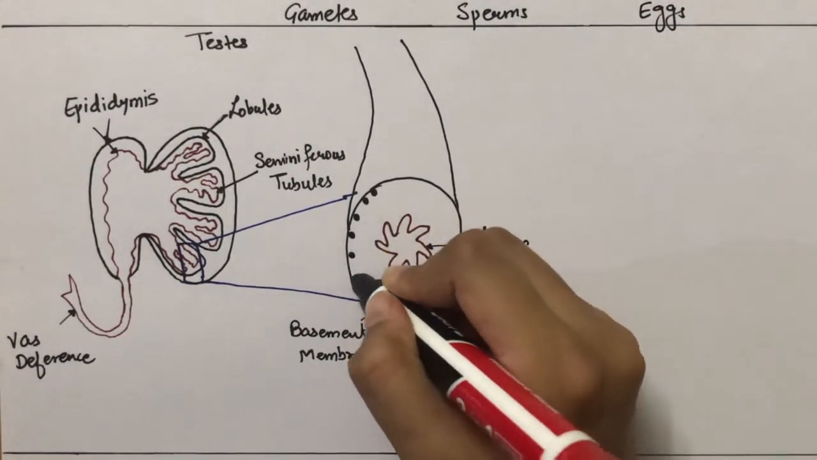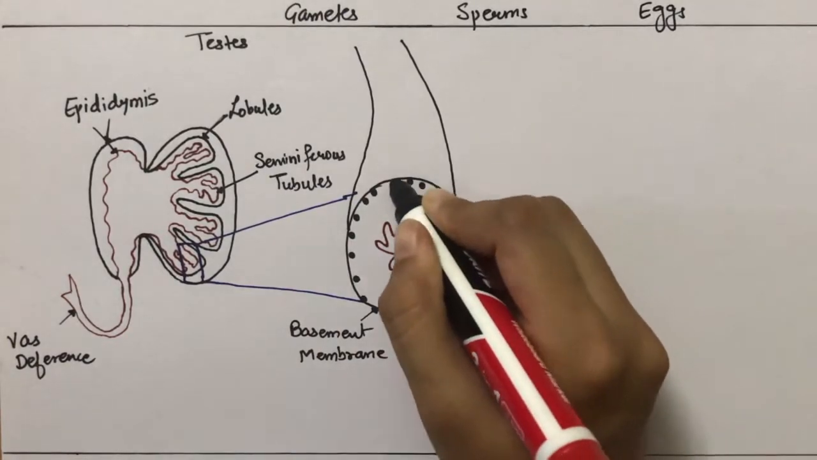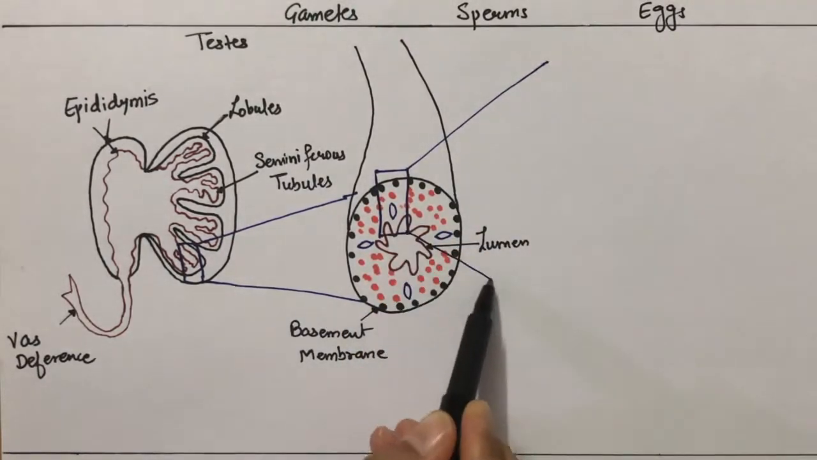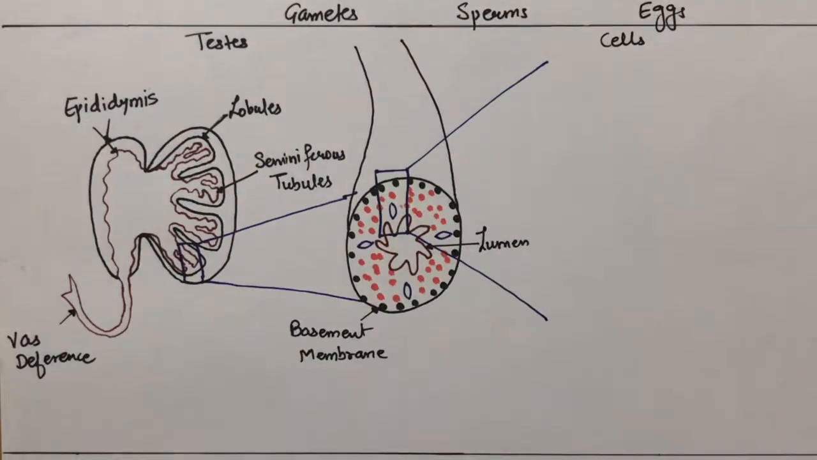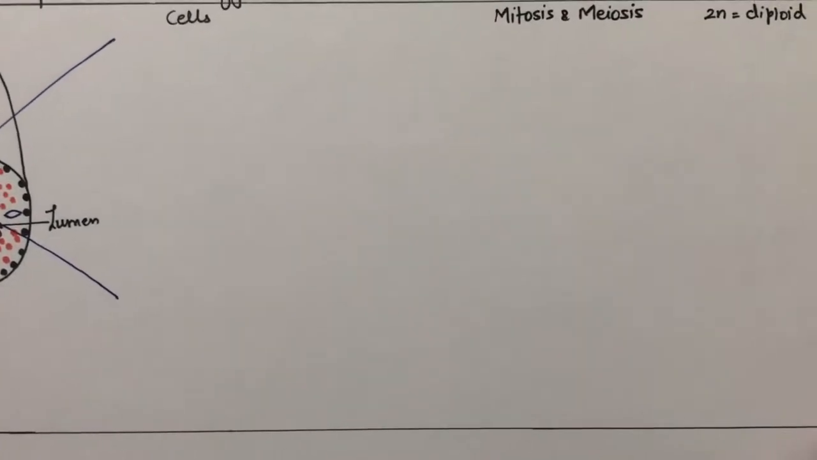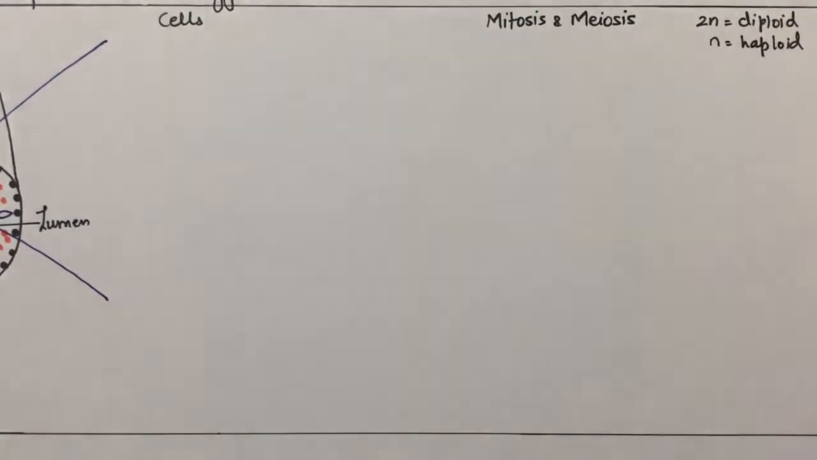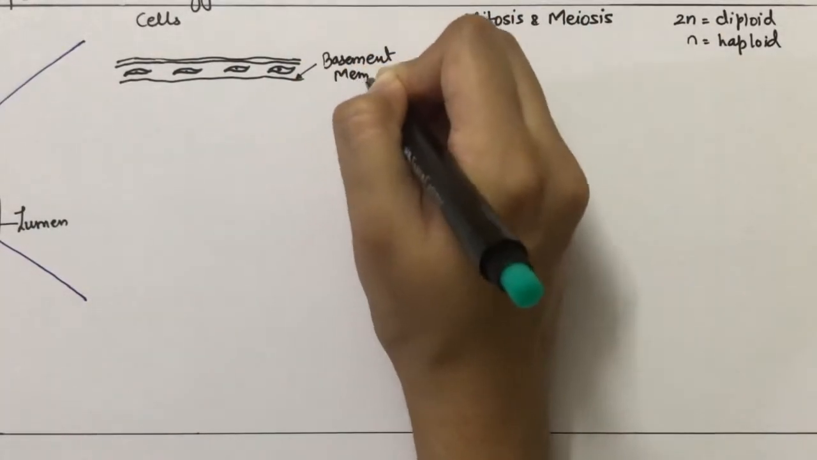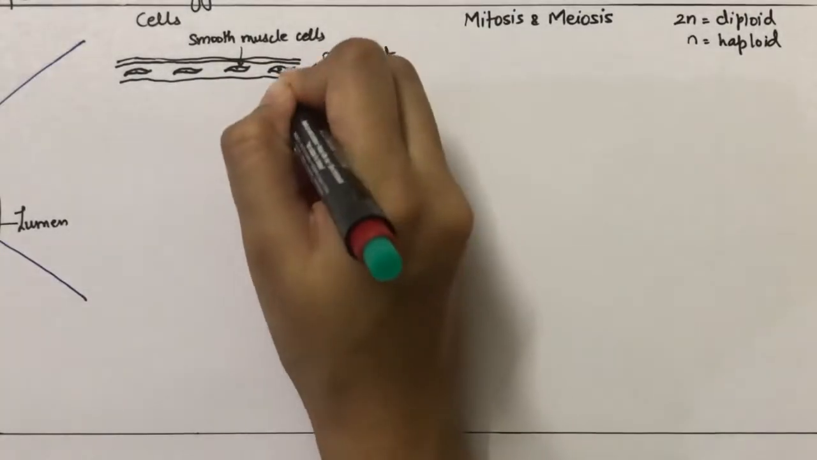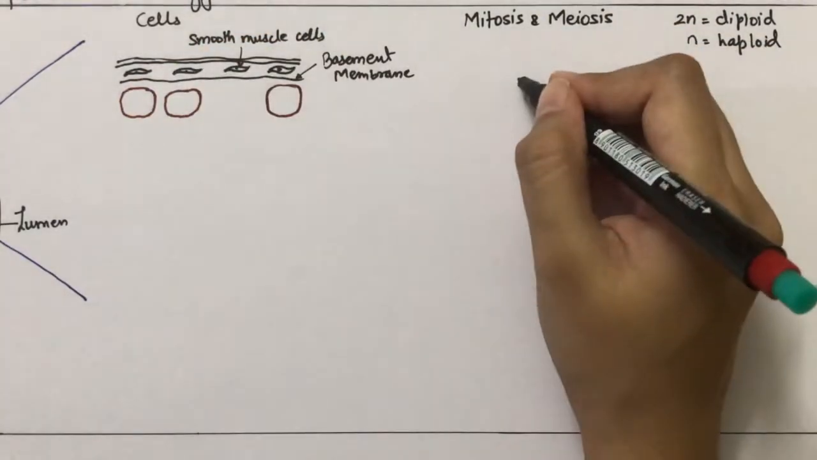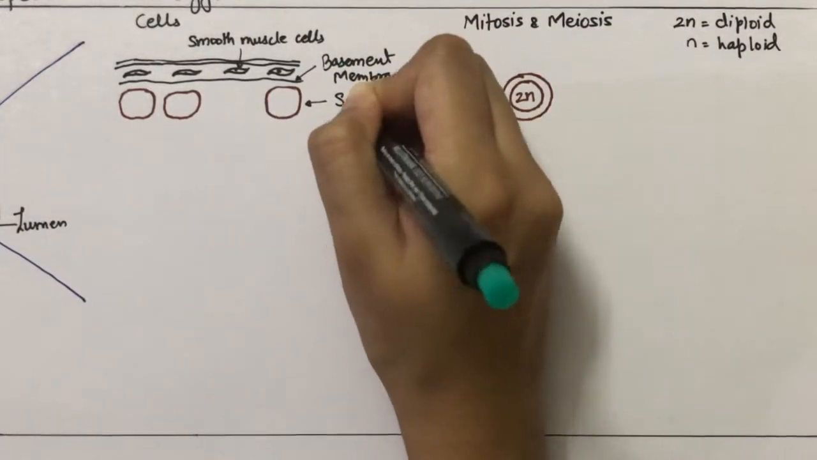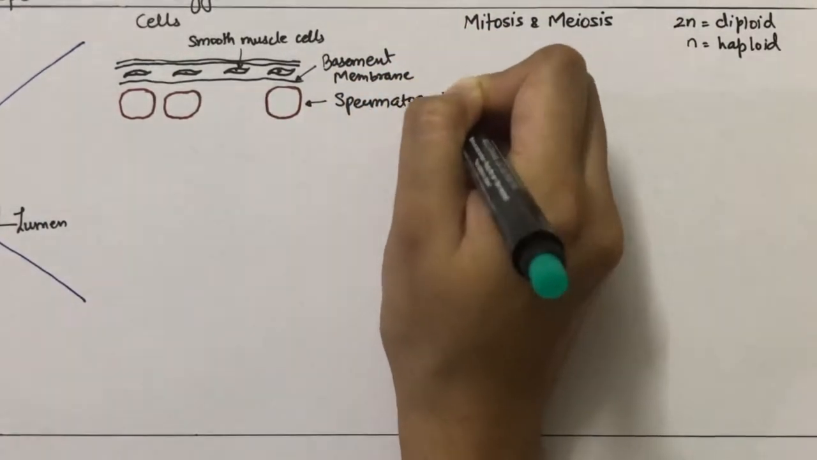Okay, so the area between the basement membrane and the lumen, as you can see, is filled with different kinds of cells. We'll consider this section. And I'll be explaining the cells along with the mitosis and meiosis process, so you can understand what's actually going on. Alright, so located in the basal compartment are spermatogonial stem cells that mature into sperms. On a side note, spermatogonia is plural and spermatogonium is singular.